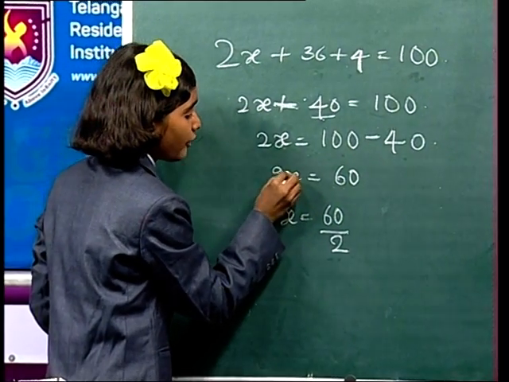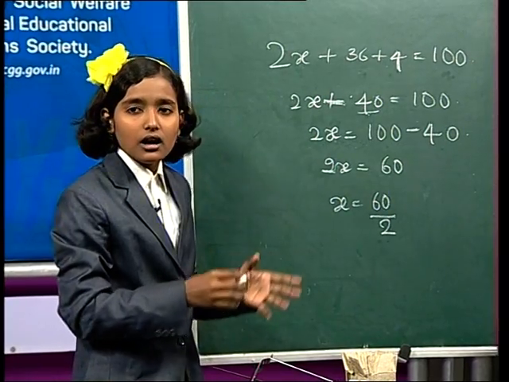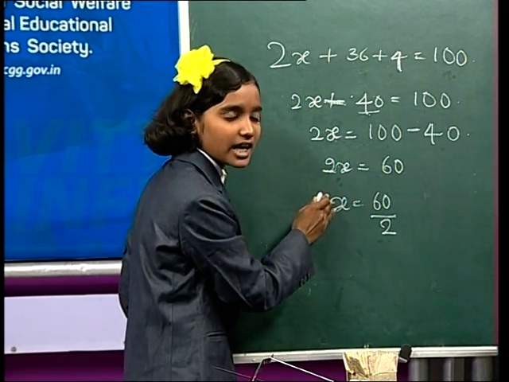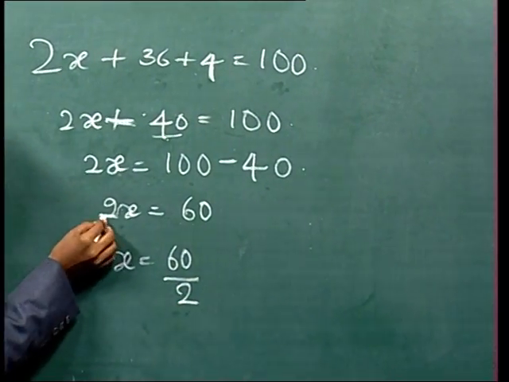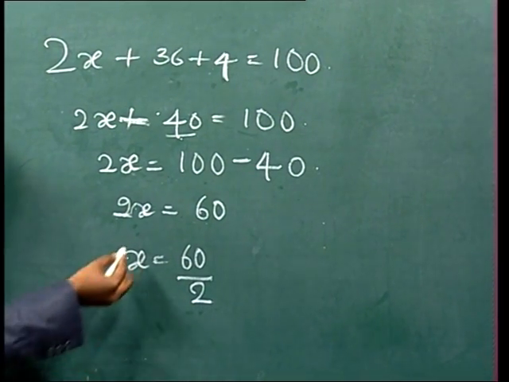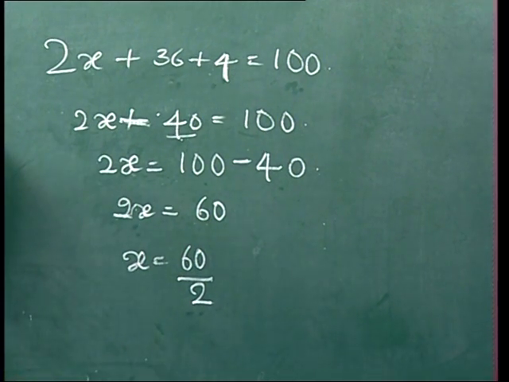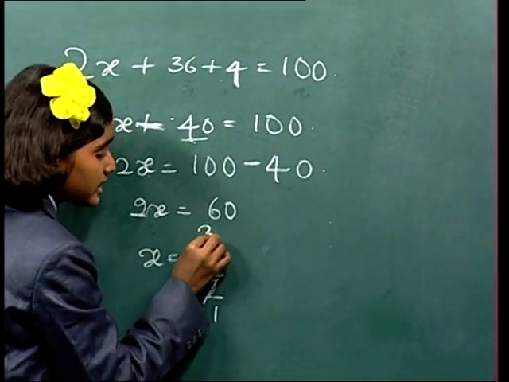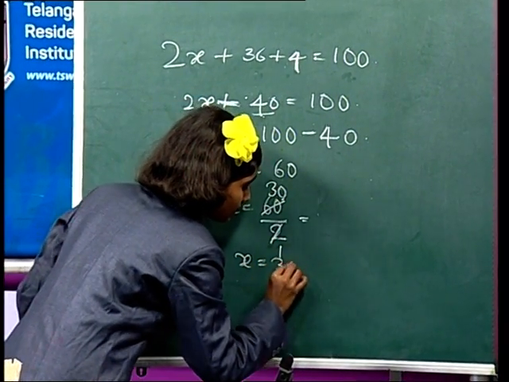here it is in the form of multiplication. 2x means 2 is multiplied with x. So that's why it is in the form of multiplication, and x is equal to 60 by 2. Here it is the division. Because why is it the division? Here it is in the multiplication form. When it's transposed to the RHS, it becomes division. So cancel it. 2 ones are 2, 2 threes are 6, 2 zeros are 0, so 60. So x equals 30.